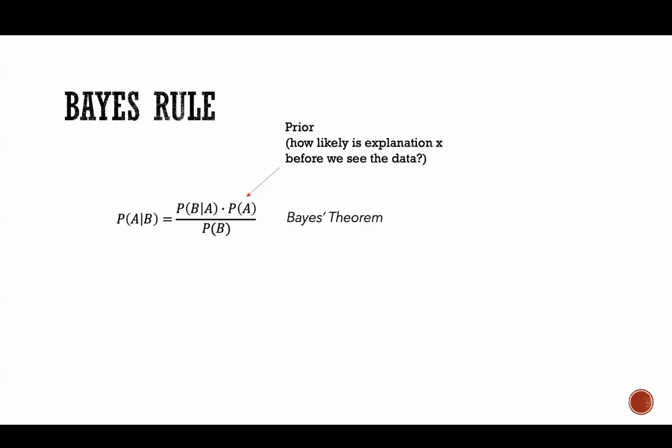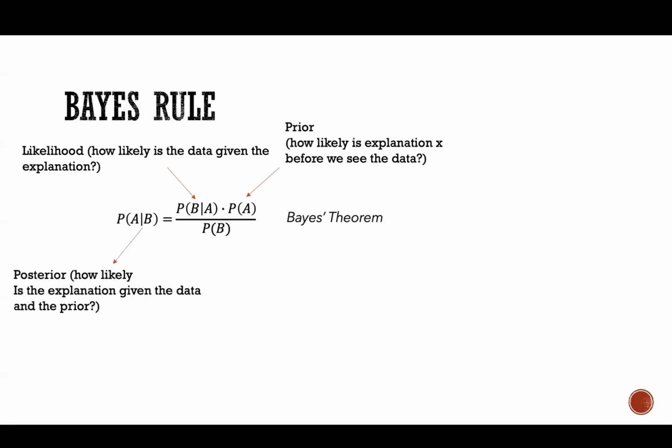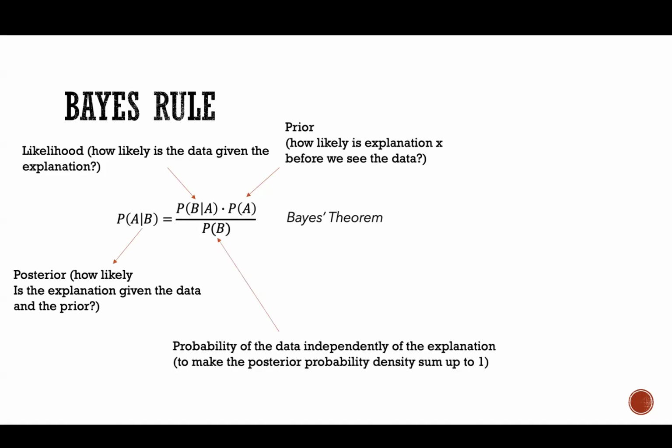So prior: how likely is explanation X or A before we see the data? Likelihood: how likely is the data given the explanation X, or the parameter value A, or the combination of parameter values A in the model? The posterior: how likely is the explanation X or parameter value given the data and the prior? And then the probability of the data independently of the explanation, which is useful to transform whatever came out of the multiplication in the numerator back onto a space that sums up to 1, right? Probability space.